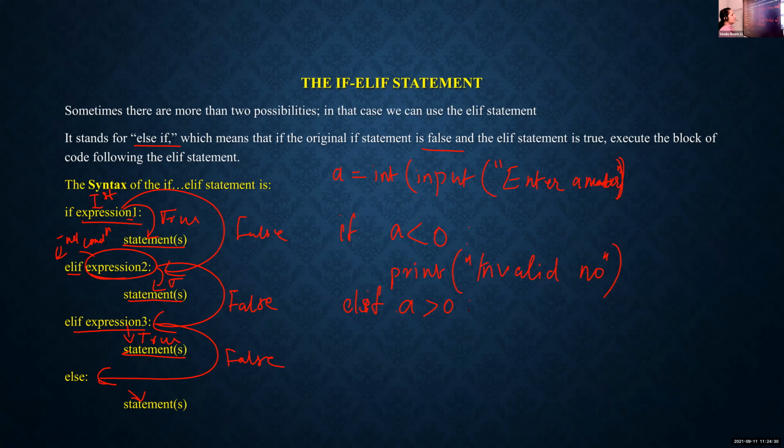Here, if A less than 0, that means it is a negative number, I want to print invalid number. Then in the else part, what is the else part? It is not a negative number. That is the else part. So a positive number is there. Now I want to check if that positive number is a single digit, two digit, or three digit. How? That is the question. Very simple.